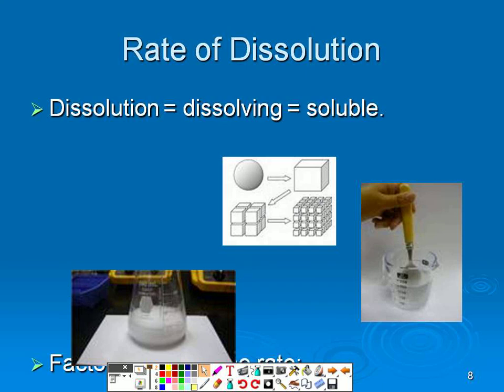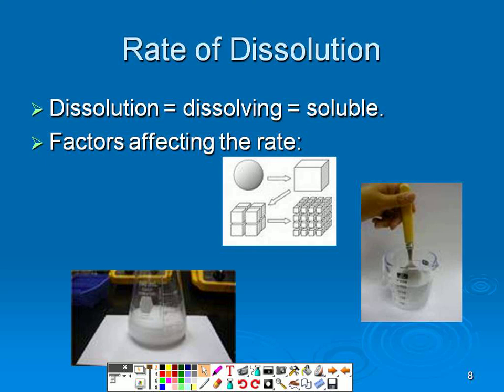Rate of dissolution. Dissolution is dissolving, which is soluble. Factors affecting the rate: surface area. So if you take a sphere and you cut it up into cubes, perhaps taking sugar and pulverizing it, you have a greater surface area and it will dissolve faster.